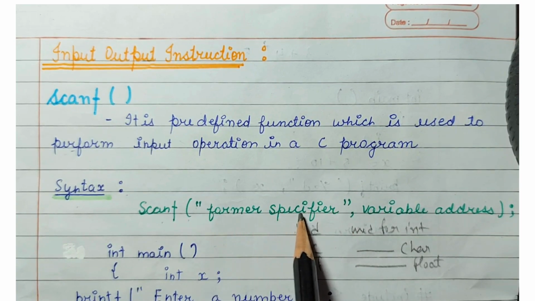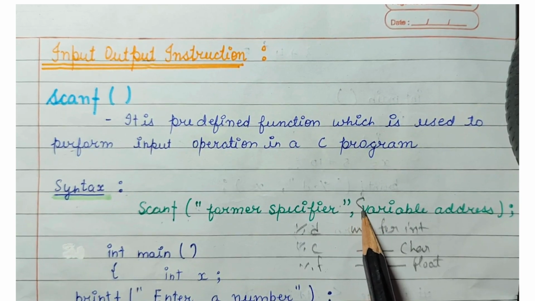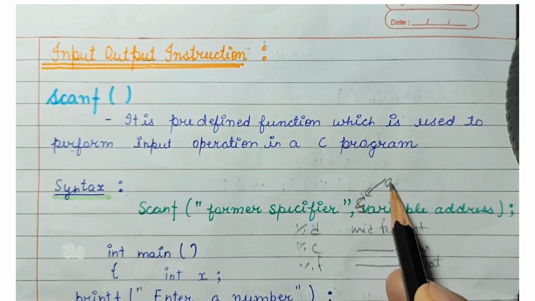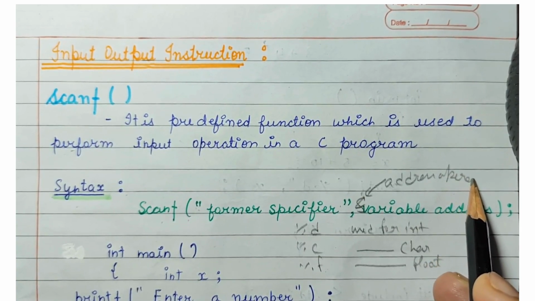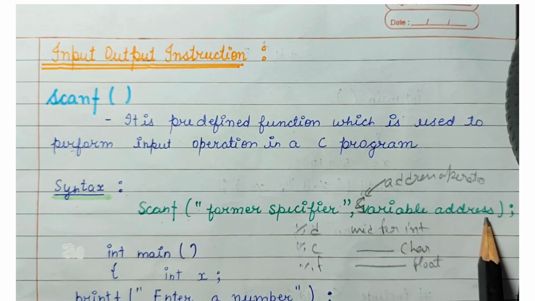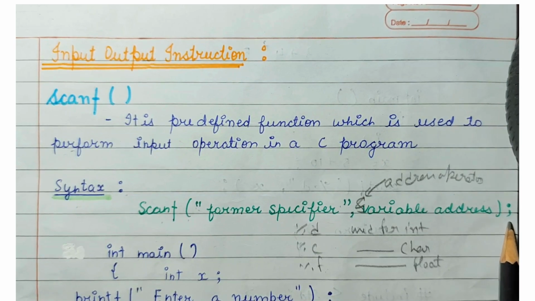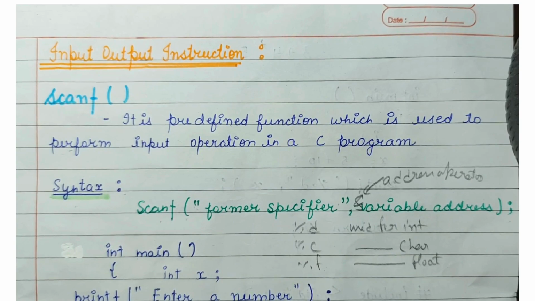Now you have to include the format specifier inside the double quotes. After this, a comma, then here we use the address operator. This one is called the address operator. Then the variable name, and then close the round bracket and add a semicolon. Now we discuss some examples of how to use the scanf function in a program.